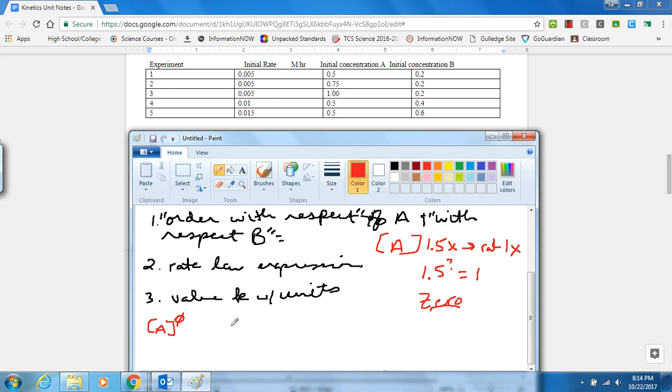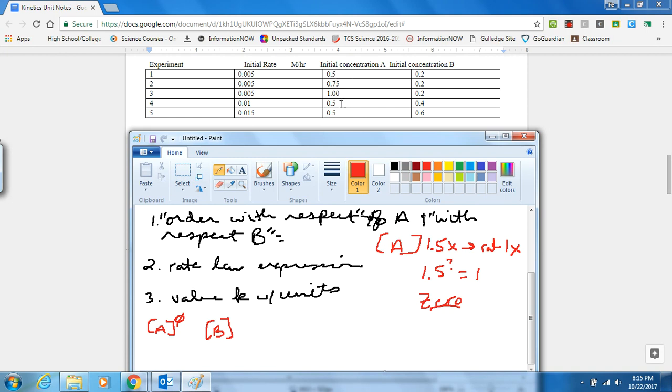Now let's look at B. Let's figure out what the order of B is. Same thing. If I want to figure out the order of B, I have to hold the concentration of A constant. It cannot change. So I might want to choose either experiment 1 and 4 or experiment 4 and 5. Which one you choose doesn't matter as long as A is staying the same and B is changing. So I want to just use experiment 1 and 4.